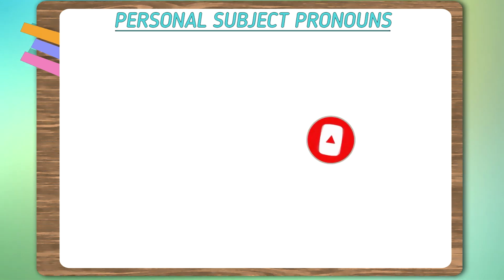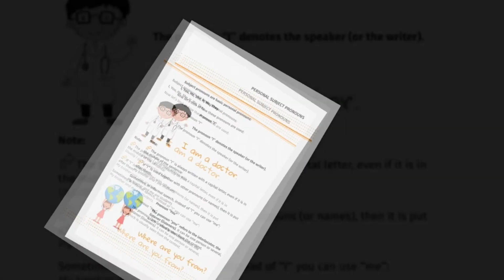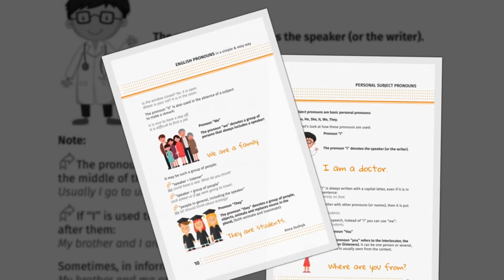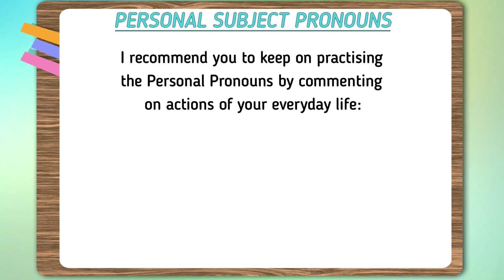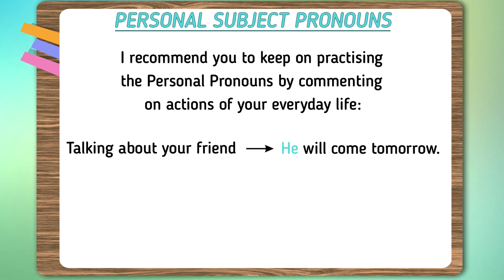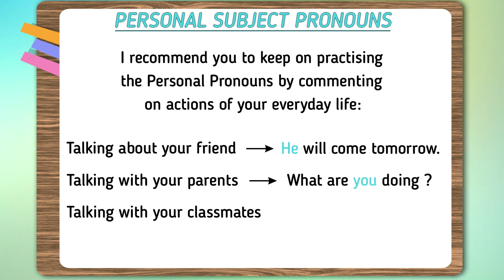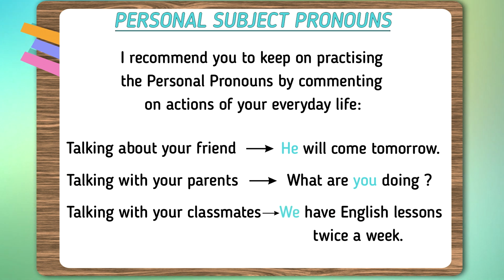The book Pronouns in English is very useful for English learners because pronouns are the words of everyday use, the words most often used in any language. I recommend you keep on practicing the personal pronouns by commenting on actions of everyday life and changing the name to pronouns. Here are some examples. Talking about your friend: he will come tomorrow. Talking with your parents: what are you doing? Talking with your classmates: we have English lessons twice a week. Now you can use your personal pronouns competently in your speech and writing.